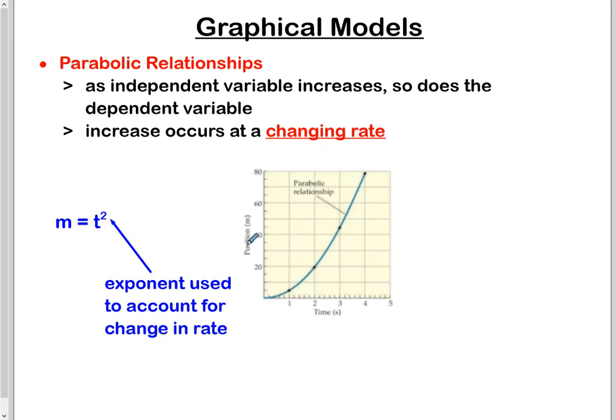So in this case, an object's position, m, is equal to time, but it's not a straight line, so I can't just put slope in there. It's time squared. Again, there's more to this, and we'll get to it. I just wanted you to, at this point, recognize the shape. If you see it as exponential, you could call it exponential, but a better way to describe it is parabolic.